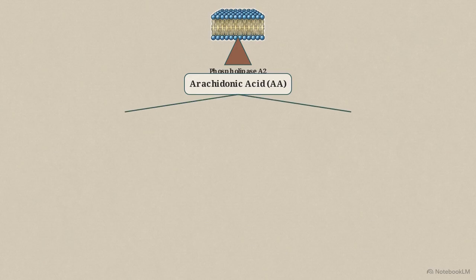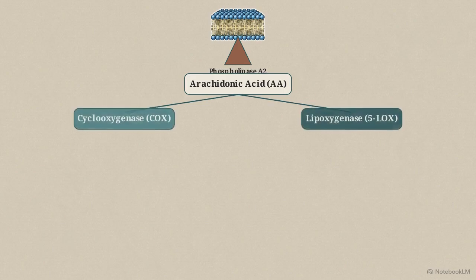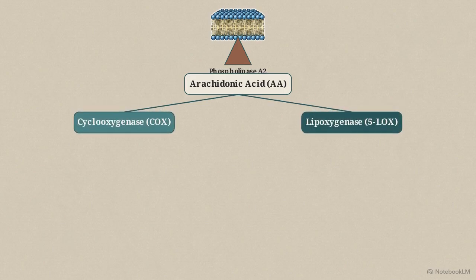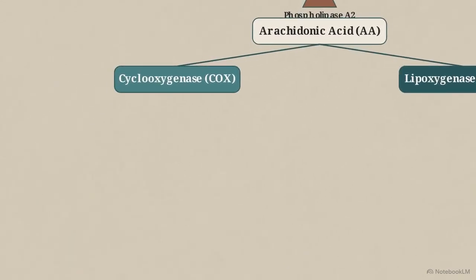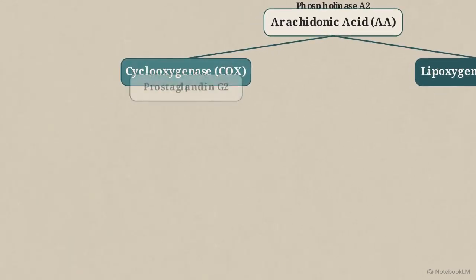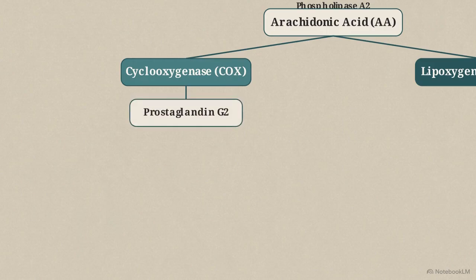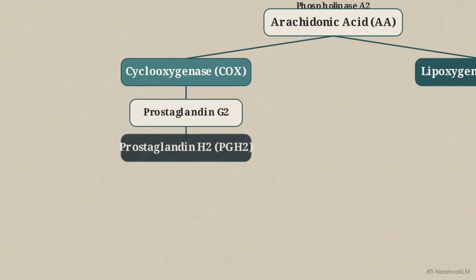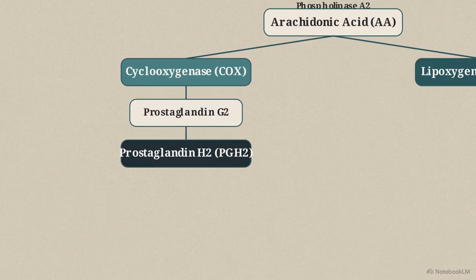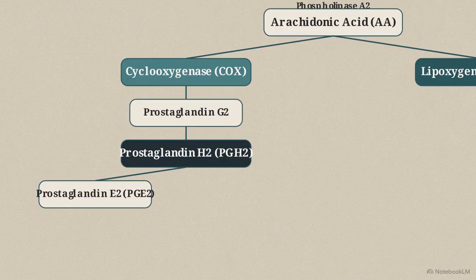From here, it routes into two competing enzymatic pathways: cyclooxygenase, or COX, on the left, and lipoxygenase, or LOX, on the right. Let's follow the COX branch first. The COX enzymes convert arachidonic acid into an intermediate molecule called prostaglandin G2, which rapidly becomes prostaglandin H2. Prostaglandin H2 acts as a central hub. One specific output is prostaglandin E2. This molecule sensitizes local nerve endings to induce pain and signals the brain to raise the body's temperature, causing fever.